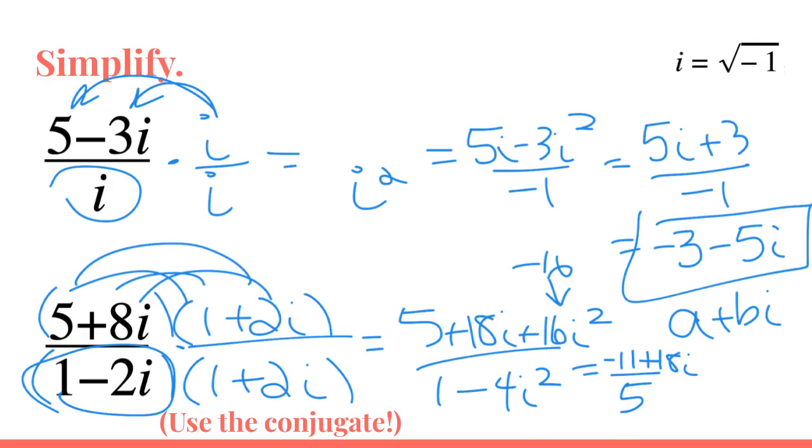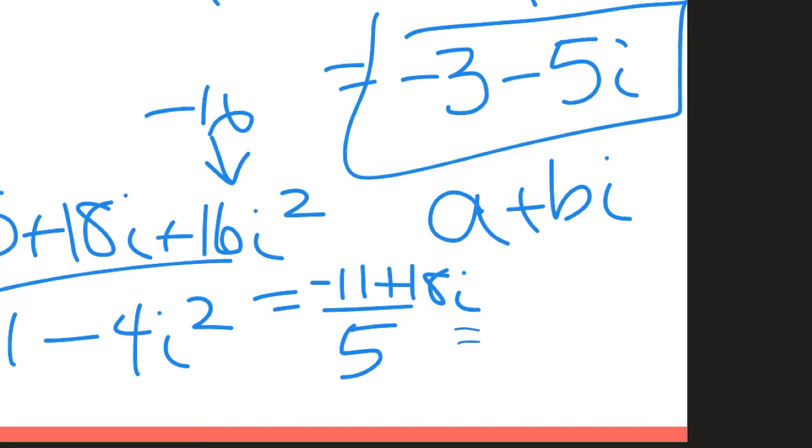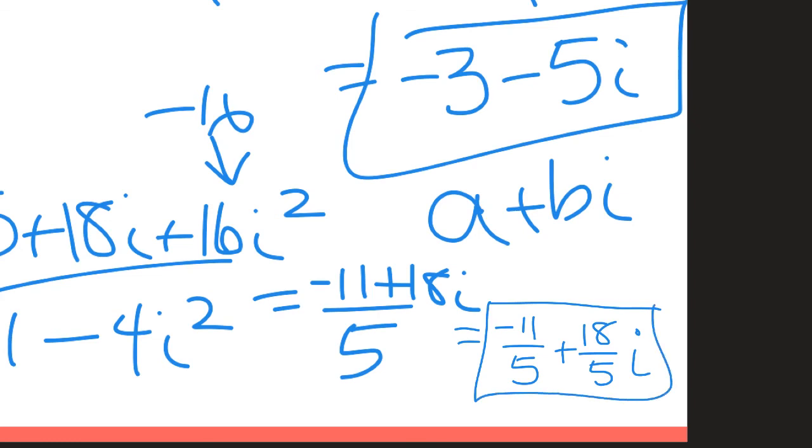So I'd be okay if you leave your answer like that. I'm going to zoom in here for a moment. Or even better, if you want to write it in the complex form, you would write negative 11 fifths plus 18 fifths, and then a big i like that. That turns it into a plus bi form. But I will accept either one.